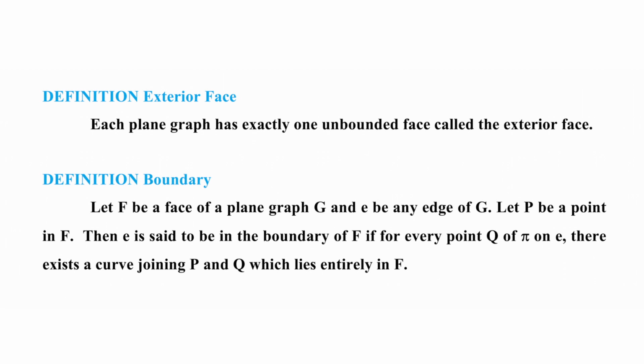Next, let us see the definition of an edge in the boundary of a face in a plane graph. The definition of boundary is: let F be a face of the plane graph G and e be any edge of G. Let P be a point in F. Then e is said to be in the boundary of F if for every point Q of pi on e, there exists a curve joining P and Q which lies entirely in face F.